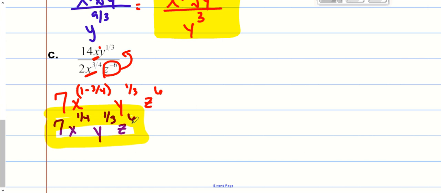Nothing else to simplify. So when you are dividing bases that are the same, you subtract your exponents. When you have a negative exponent, you move it up to the top. Or if it's on the top negative, you move it to the bottom.